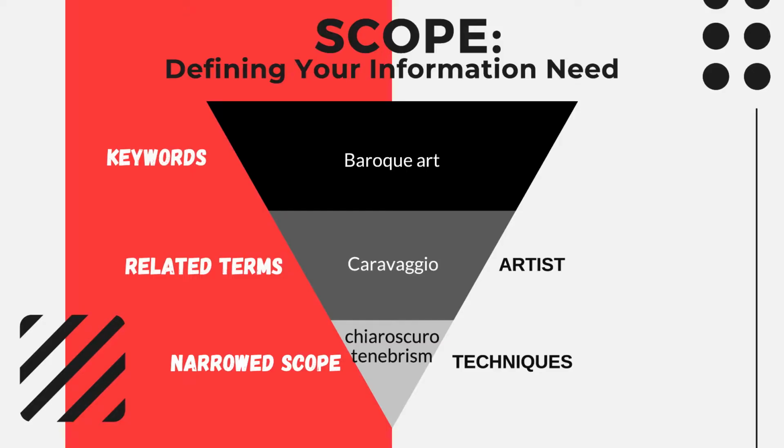Many times when you select a topic, it will begin very broadly, such as Baroque art. I can go in many different directions within this broad topic. As a researcher, I will begin to read through reference resources to gather background information to help me narrow the scope of my research. As I read through encyclopedias, dictionaries, and articles on my topic, I will come across additional related terms, such as the artist Caravaggio. After further reading, I might come across a more narrowed scope, such as techniques like chiaroscuro or tenebrism. I can use this narrowed focus for my research.